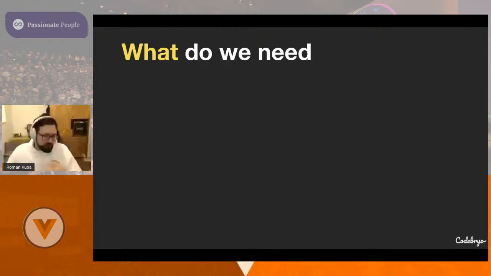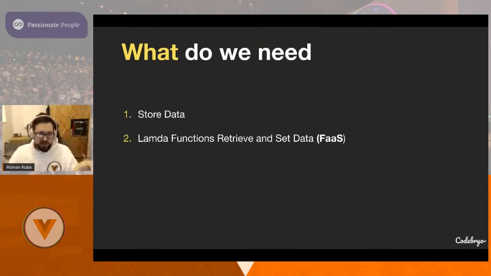So I try to break it down into what we need, right? One part is we need a way to store the data. Can be any kind of database or anything, but we need a way to store the current number of claps. The next one is we need some kind of functions, ideally Lambda functions, to retrieve and set data. This is often referred to as functions as a service.